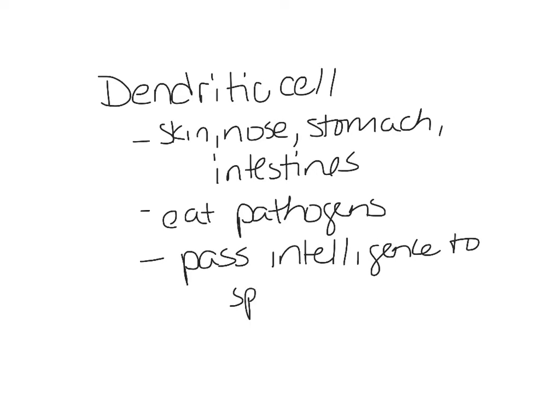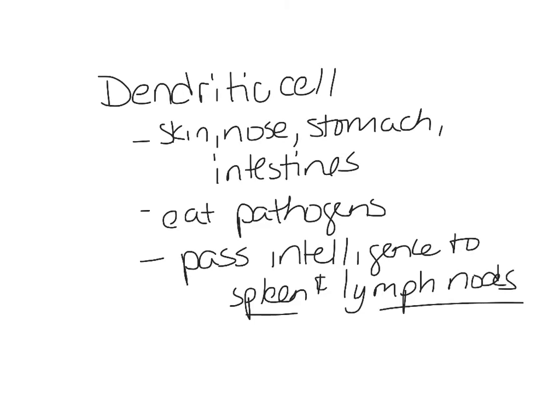To the spleen and lymph nodes. Because inside the spleen and inside the lymph nodes are those T cells and those B cells. So they're going to give the information, say, look, this bacteria or this virus, this pathogen just came into the body. I wanted you guys to be the first to know. They are very lethal, and they're very intelligent.